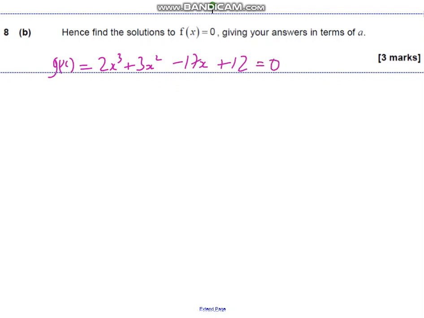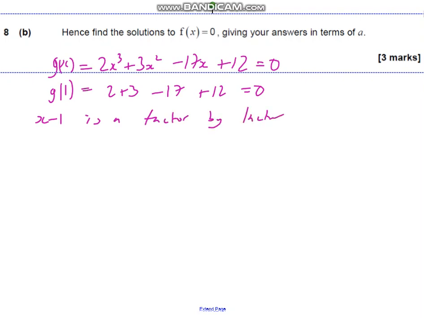And so what I'm going to do, if we just have a little look at this, it's dead easy to spot. You could really put this into your calculator to find the solutions, but I'm going to revise the other technique here now. If you think I'm being an idiot and wasting my time, well, I don't think I am. It's dead easy just to spot here that g of 1 will be equal to 2 plus 3 minus 17 plus 12, so that will be equal to 0. So then that would mean that x minus 1 is a factor by the factor theorem. Okay, so make sure you've stated that.